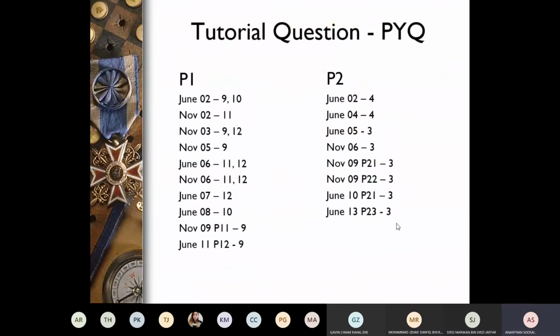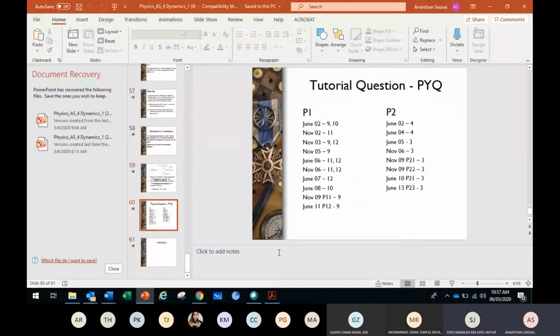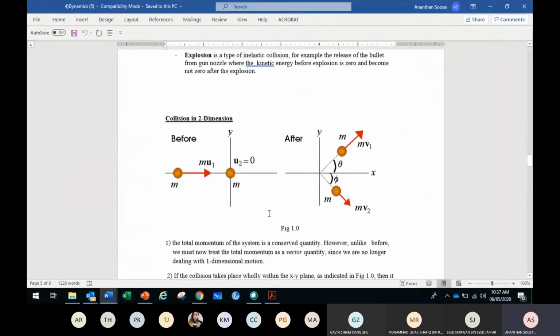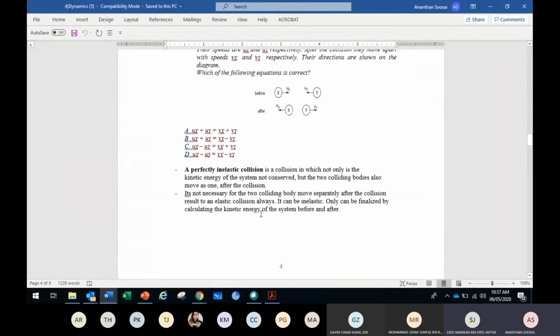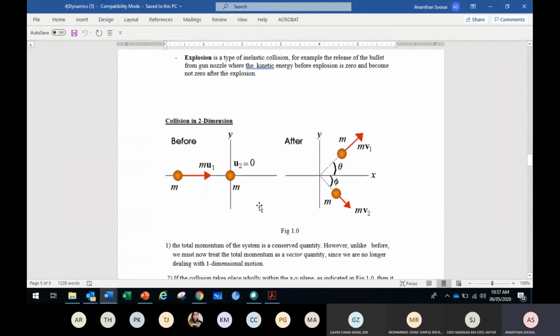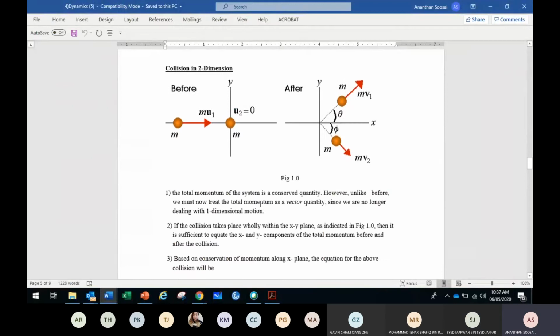Okay, so now we will be doing more questions. So I go to the Word file here. Okay, this is the Word file. Can you see the document, right? This document, the collision in two dimensions.